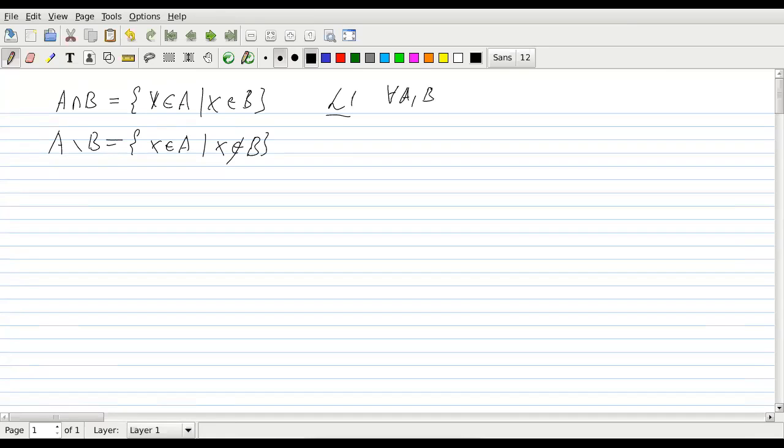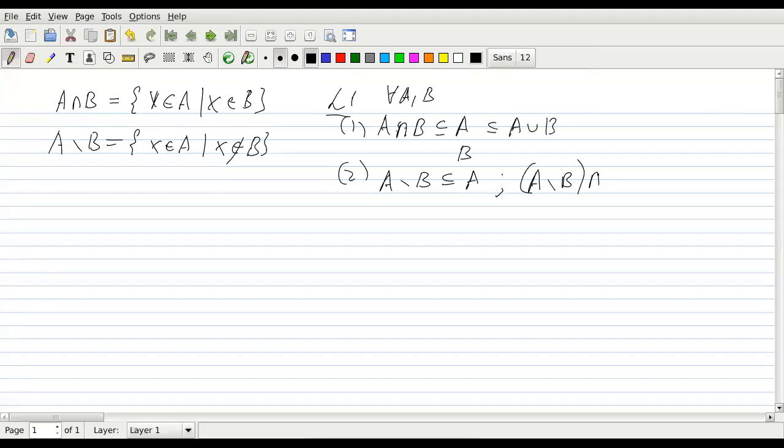For every A and B, the intersection is a subset of A, and A is a subset of the union of two sets, the same for B, and also A minus B is a subset of A, and A minus B is disjoint from B.